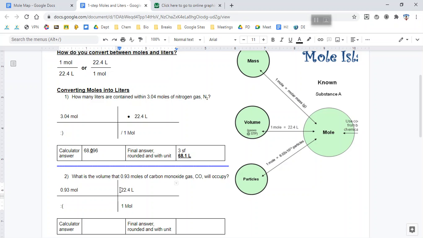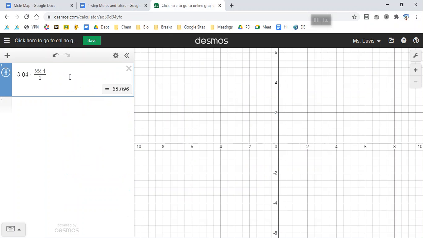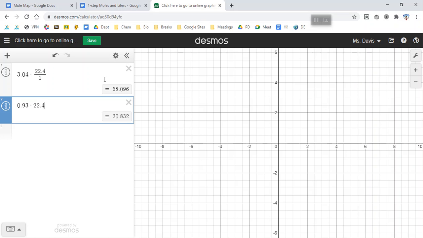Now I'm ready for my calculator. I'm going to times on the top, and then I'm going to divide down. So here I'm going to do 0.93, and we're going to multiply by the number on the top, 22.4, and divide by the 1 on the bottom.